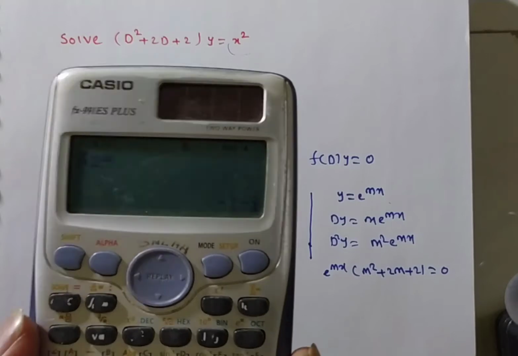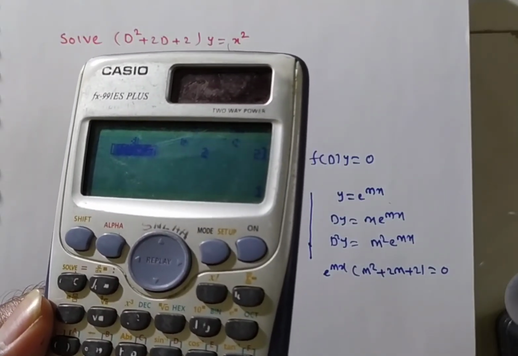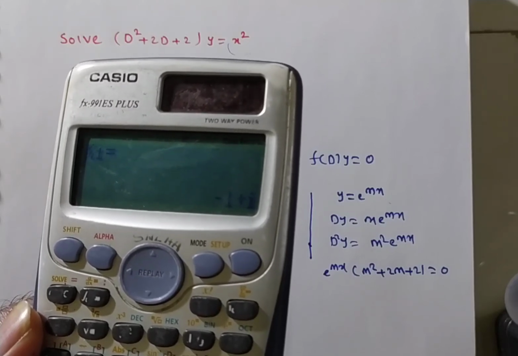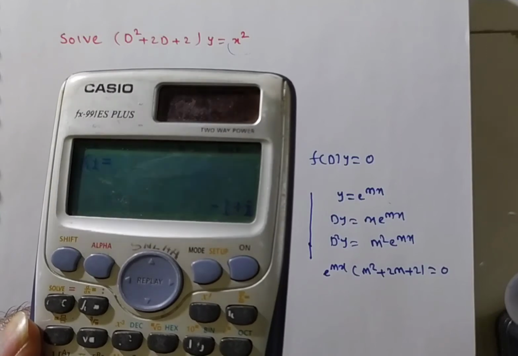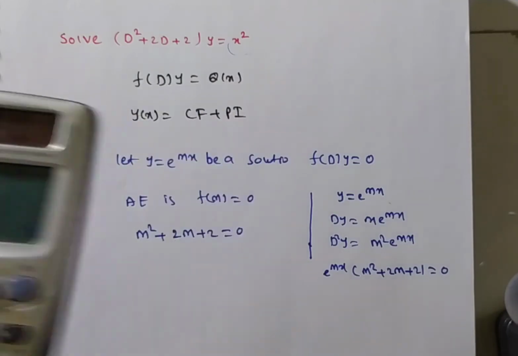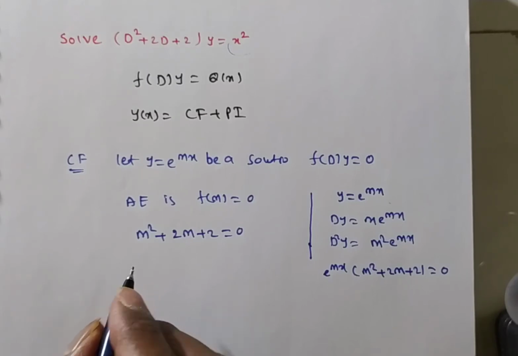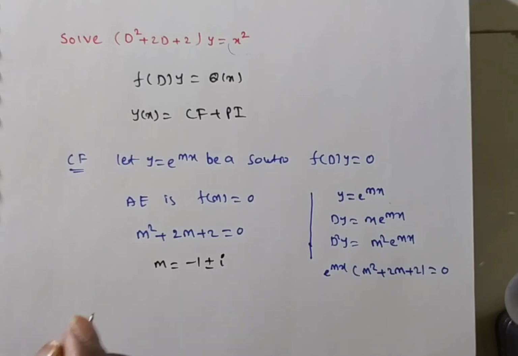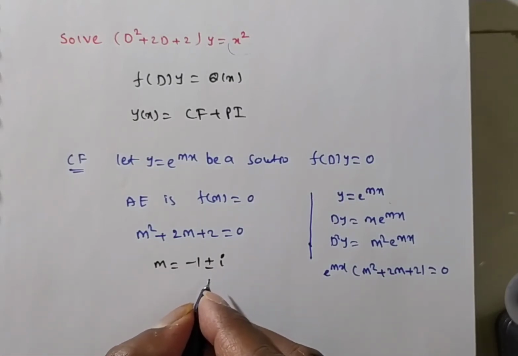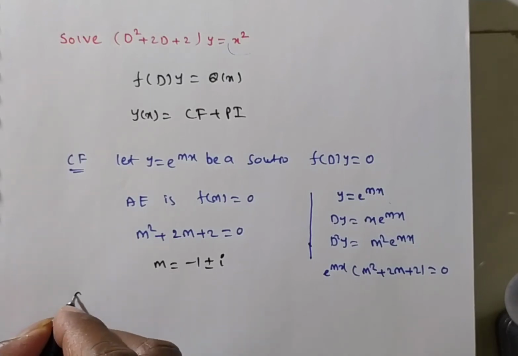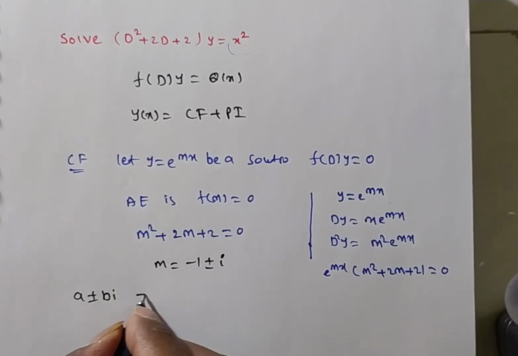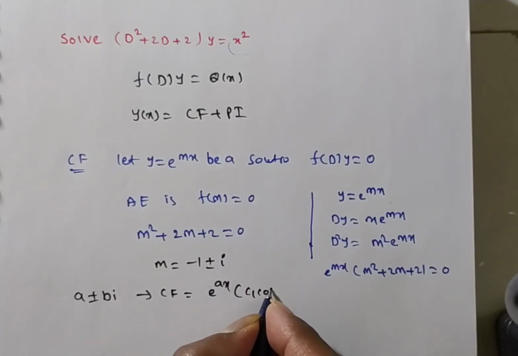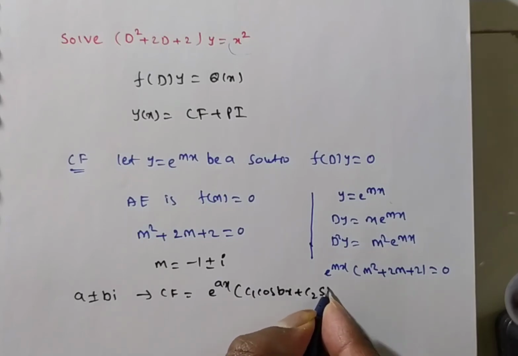You see what I have done. First I gave the values of the m² coefficient as 1, then the m coefficient and the constant. Then x1 = -1 + i, next -1 - i. So the roots of m are m = -1 ± i. These are complex roots. Whenever the roots are complex, in the form a ± bi, then the complementary function is e^(ax)(c1 cos bx + c2 sin bx).